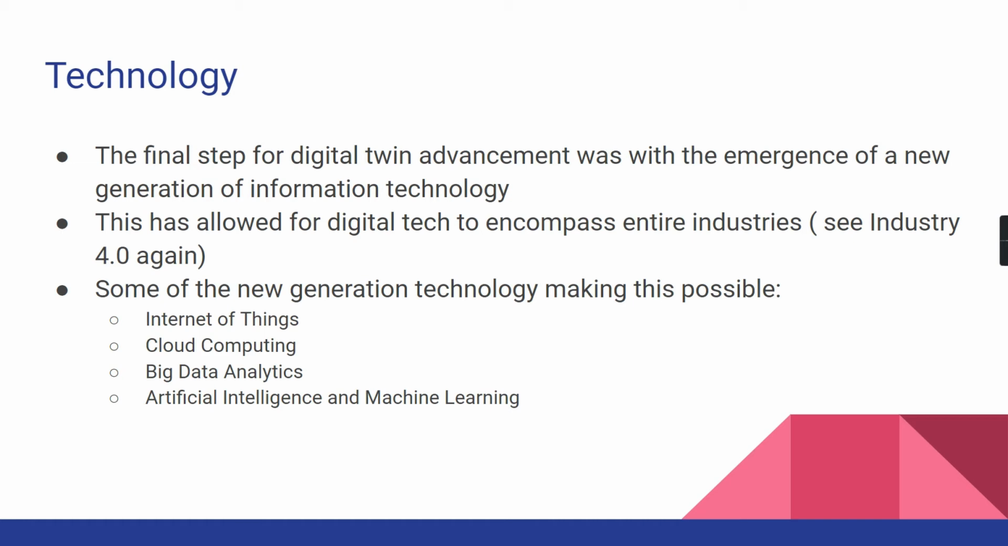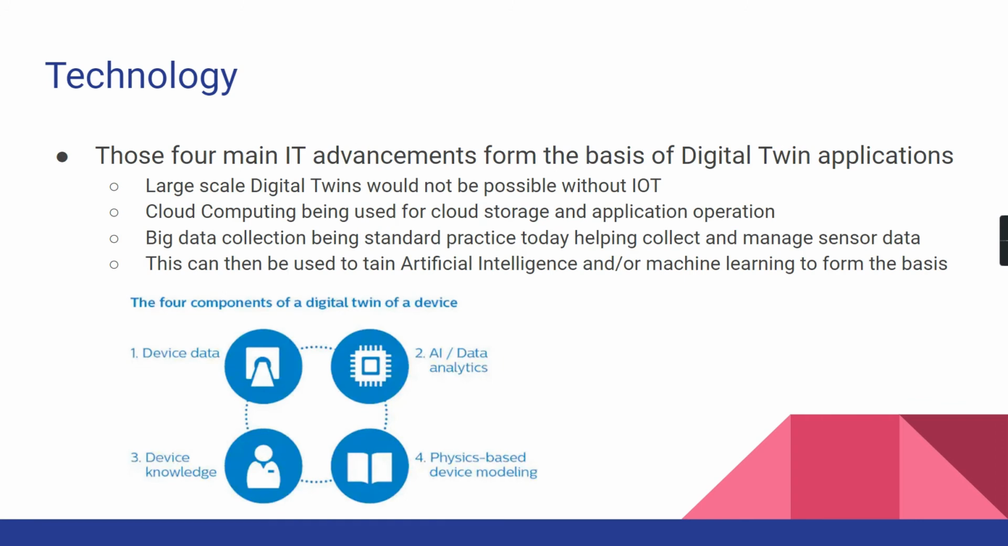And big data is also another major component of the digital twin technologies. This allows better models. And finally, the AI and machine learning technologies have advanced so much so that it helps use the big data and these other components to allow for better models. Like I said, these four main advancements in IT form the basis of digital twin applications.